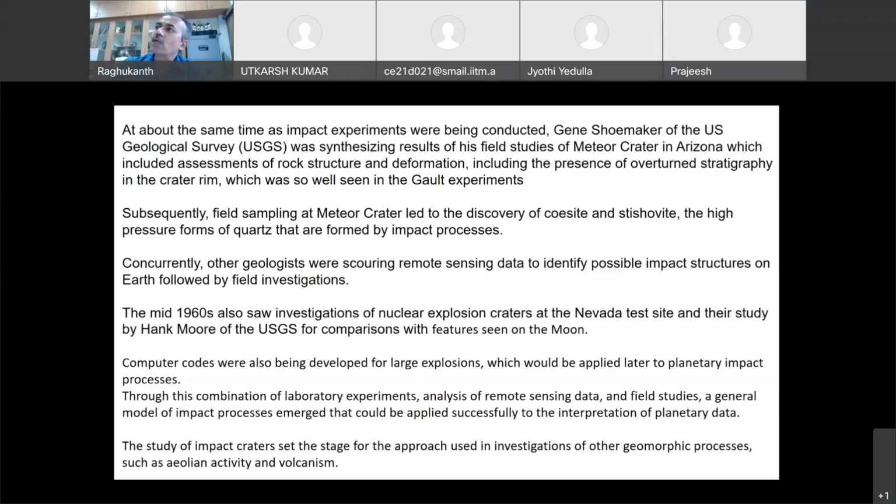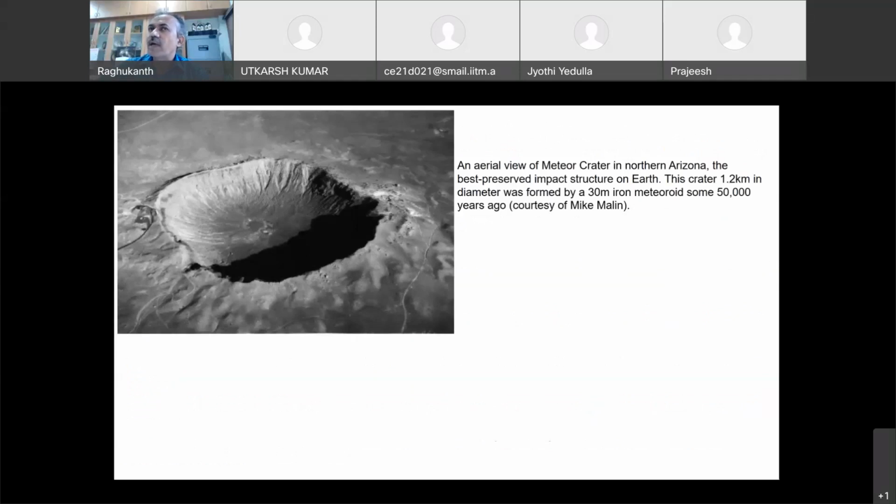Like this, slowly the subject evolved, and then computers became popular, and nowadays nobody does nuclear explosions because you can simulate them on a computer itself. A lot of computer codes were developed, and with the combination, the subject evolved and planetary geology started. So this is what I showed, Meteor Crater. This is one of the fundamental craters which you can say started our planetary geology.